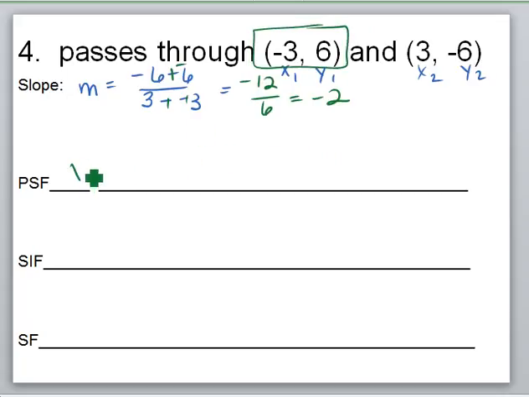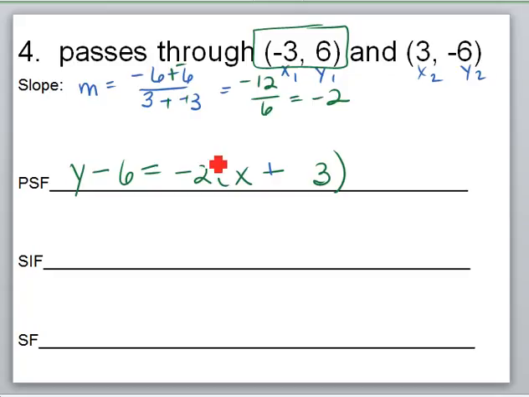I'll say y minus my y-coordinate, which is 6, equals negative 2 times x minus my x-coordinate, which is negative 3. Now, we're not going to leave our signs minus, minus, so we're going to change it to plus the opposite. And then to clean this up a little bit, I'm just going to go ahead and erase that one plus sign.